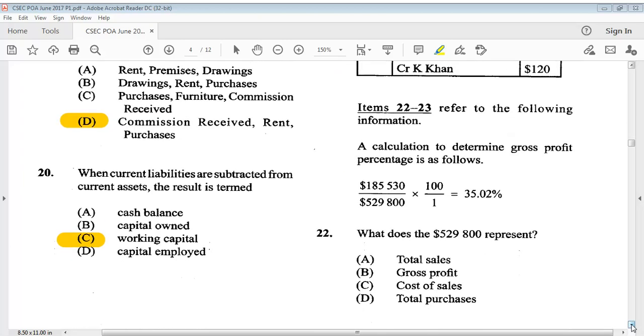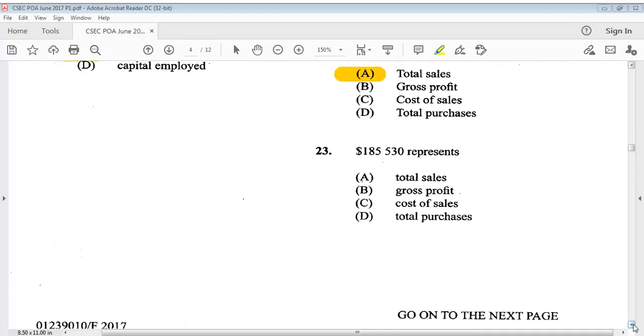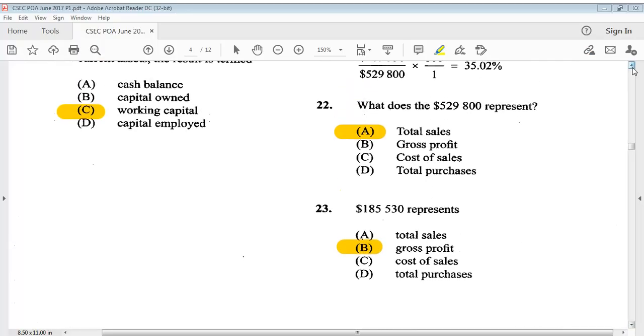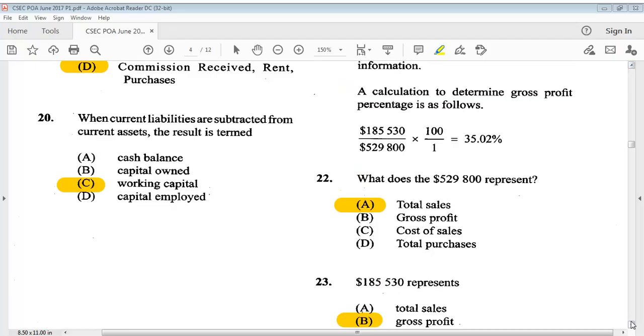Items 22 to 23 refer to the following information. A calculation to determine gross profit percentage is as follows: 185,530 divided by 529,800 multiplied by 100 percent. The 529,800 here, we know that represents total sales. This has been another question that has come back. Question 23 says 185,530 represents, we know that represents the gross profit. That is the figure on top.